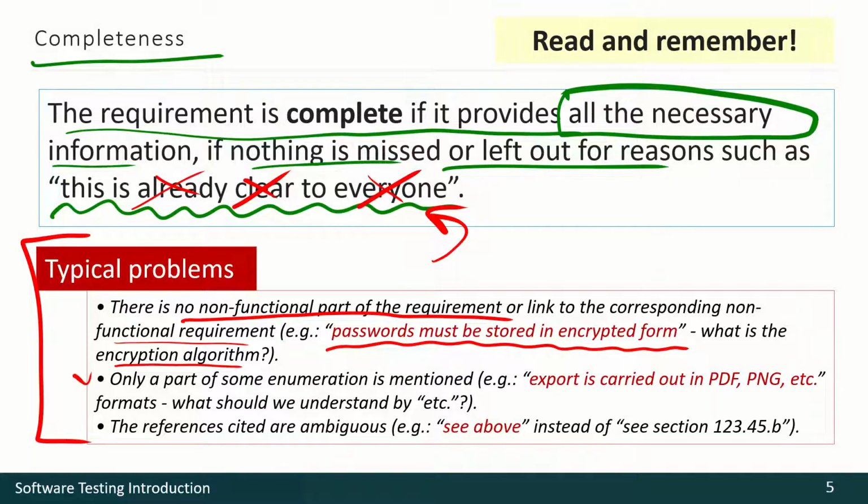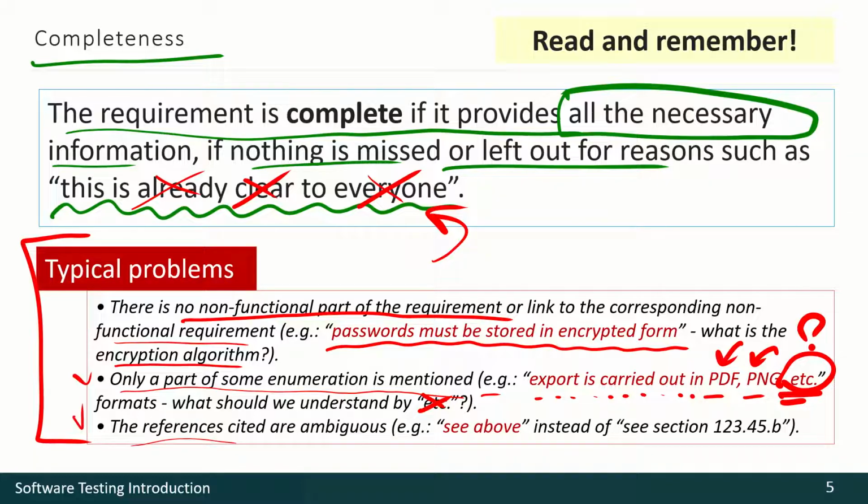The next typical problem is that only a part of some enumeration is mentioned. For instance, export is carried out in PDF, PNG, etc. What is there in etc.? How many other formats are there? 1, 2, or maybe 100,000? So we should replace this etc. with a clear list of formats.